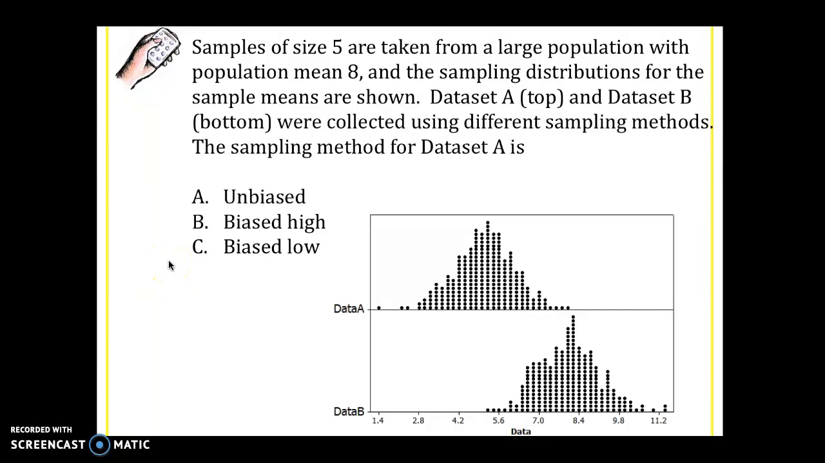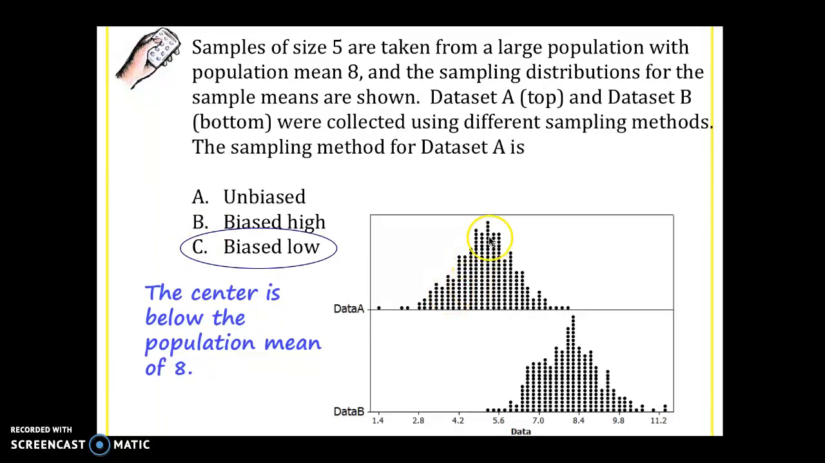So going off the same 2 graphs, dataset A is on top, dataset B is on bottom. Again, we know the population parameter is 8. The sampling method for A is unbiased, biased high, or biased low. And the answer for that is biased low. The center of A is biased, and it looks like the population mean is around 5, which is significantly less than 8, the true population parameter.